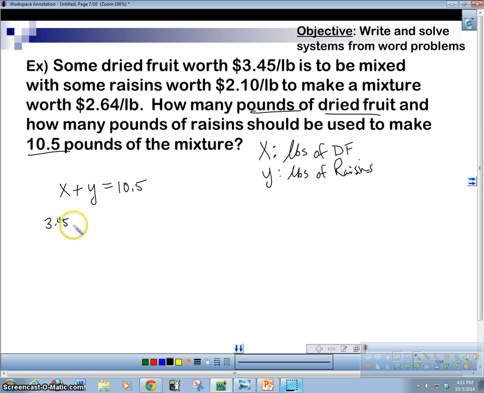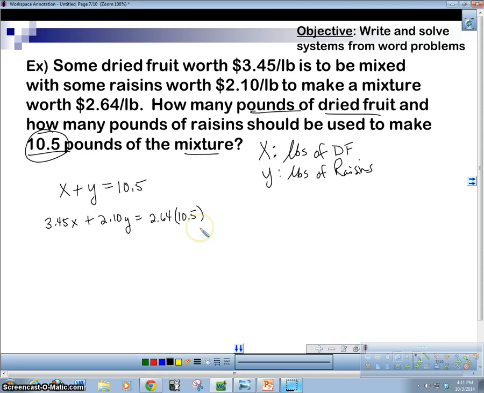$3.45 for mixed fruit plus $2.10 for my raisins is going to be equal to $2.64 of my total. What is my total mixture? My total mixture is 10.5. So this is times 10.5.